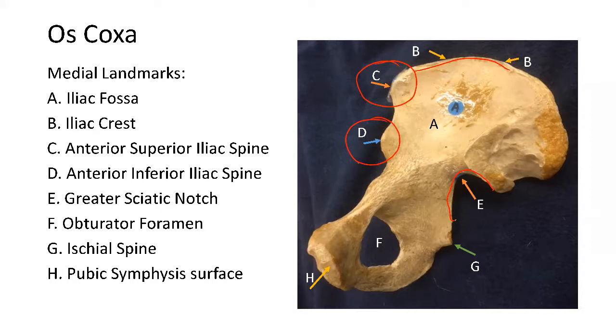We have the obturator foramen, which I mentioned in the neural lecture. The only thing that goes through the obturator foramen is the obturator nerve, but it's a hole, so we call it a foramen. We have the ischial spine, which is just one there on the part of the ischium, and then of course the pubic symphysis surface, which is where we get the pubic symphysis joint.